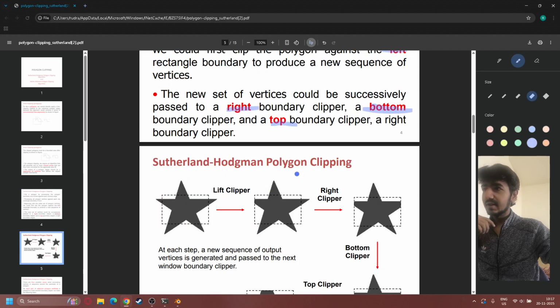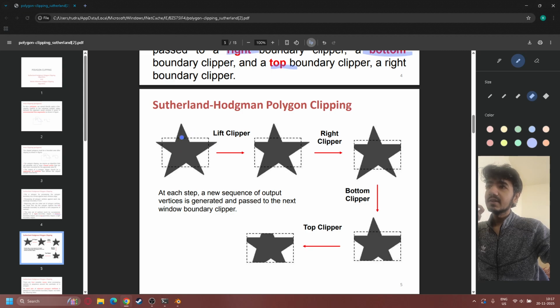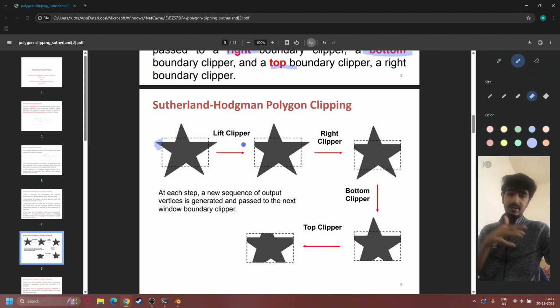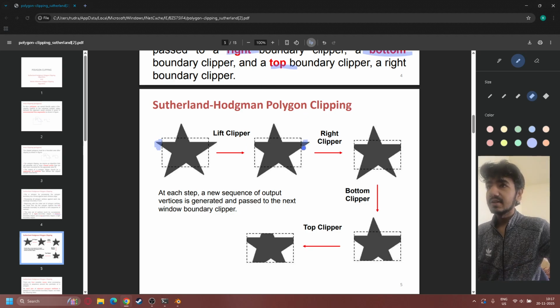Now let's take up an example over here. Here we have this star pattern and this dotted rectangle is our clipping window. So first of all, the polygon, which is the star, will be sent to the left clipper. Now what happens is this part here, which I have highlighted, is out of the bound, so it gets clipped by the left clipper, and then again it is sent to the right clipper because LRBT, that's the order right here. Now this part on the right is outside the window, and as you can see, it gets clipped here. Now they will send it further to the bottom clipper.